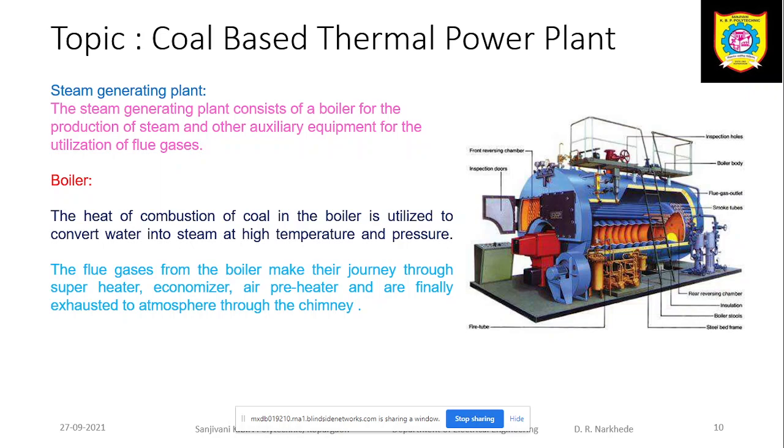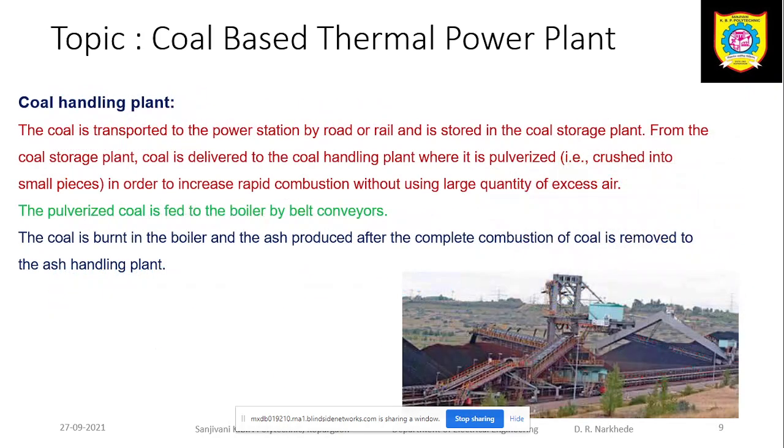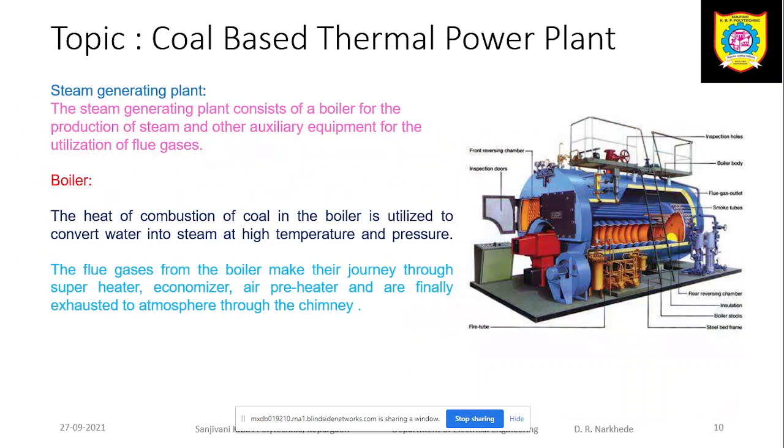So this is basically a boiler. The first part we have already discussed, this is the coal handling plant. Then the second is the steam generating plant. In the steam generating plant, we require the boiler. The steam generating plant consists of a boiler for the production of steam, and other auxiliary equipment for the utilization of flue gases. What are these other auxiliary equipment? Will anybody please tell me the names of the auxiliary equipment that we have just discussed?